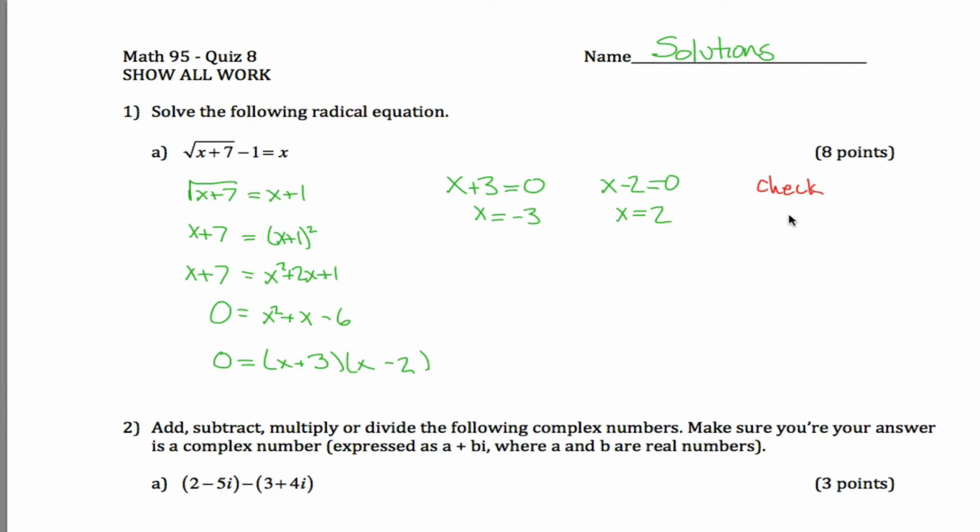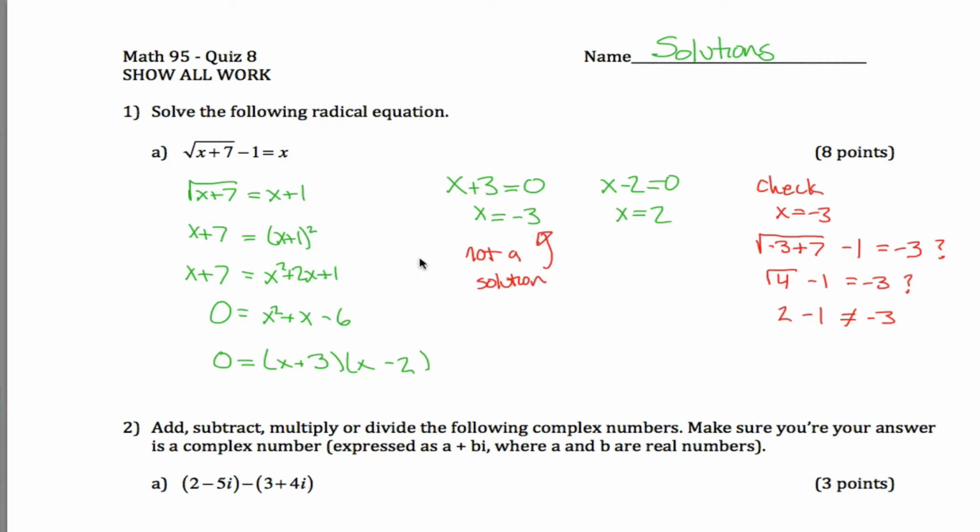Check our answers. x equals negative 3. Well, let's see, if that's an answer, then the square root of negative 3 plus 7, minus 1, better be equal to negative 3. Change all the x's into negative 3's. Negative 3 plus 7 is 4. Square root of 4 minus 1 equals negative 3? No, I don't think it does, because the square root of 4 is 2, and 2 minus 1 does not equal negative 3. So this is not a solution.